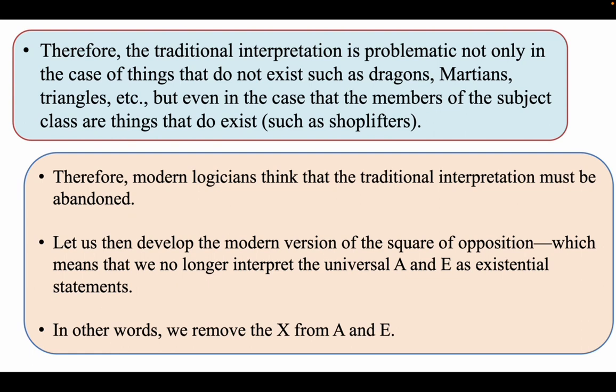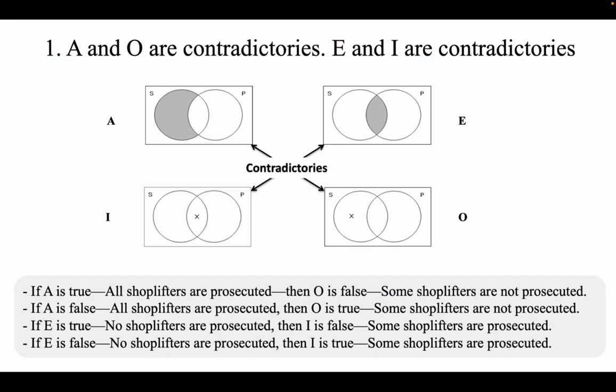So let's now develop the modern version of the square of opposition. What does that mean? It means that in order to develop the modern square of opposition, we no longer interpret the universal A and E statements as existential statements. And by doing that, we need to remove the existential import, which is the X, from A and E. So this is what it looks like.